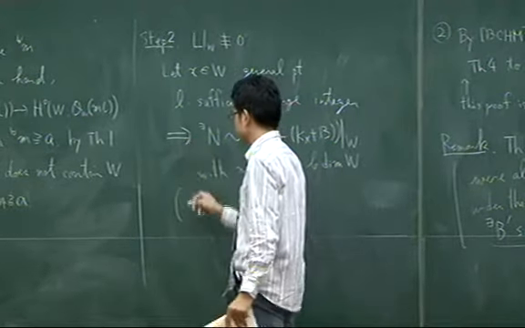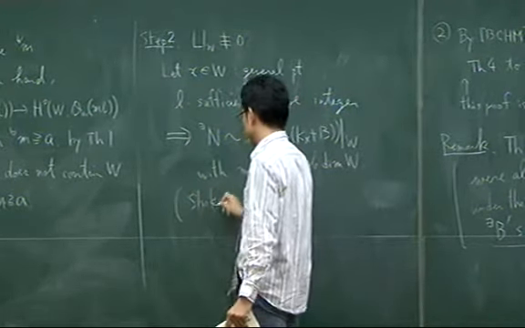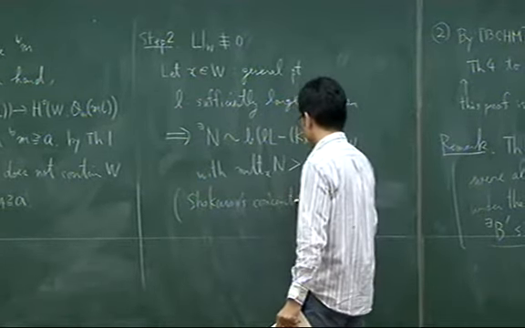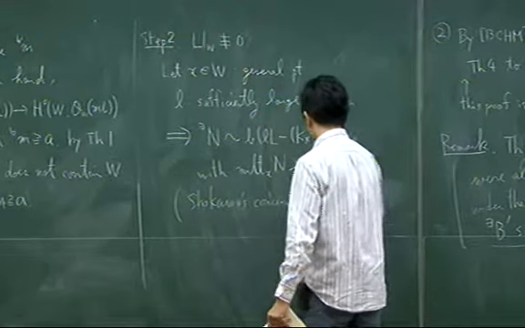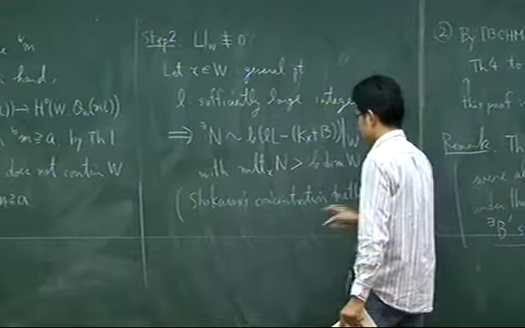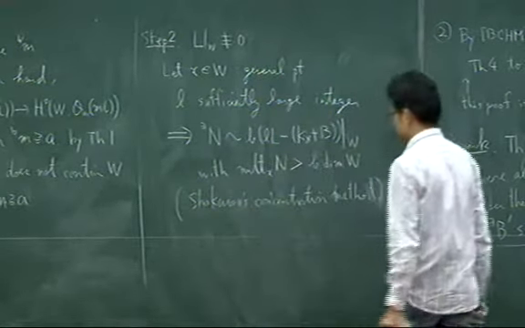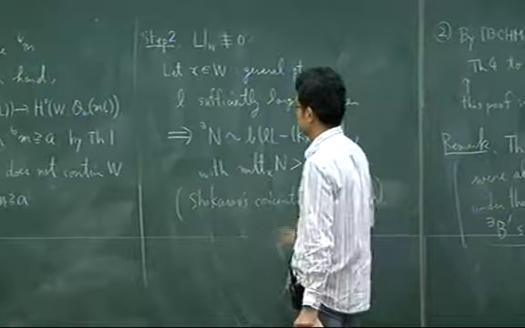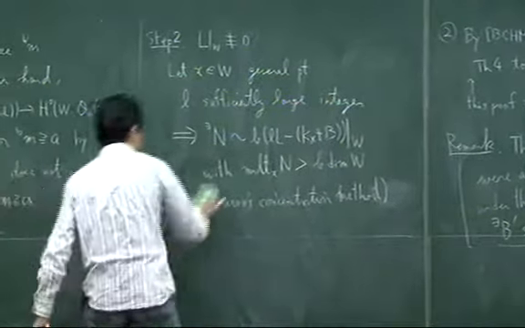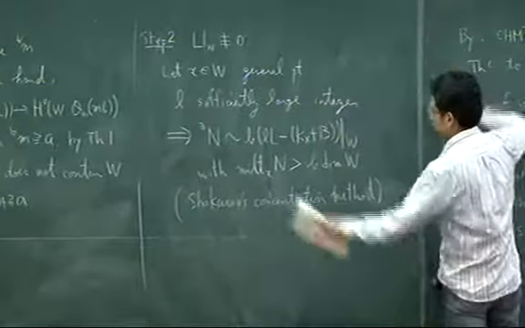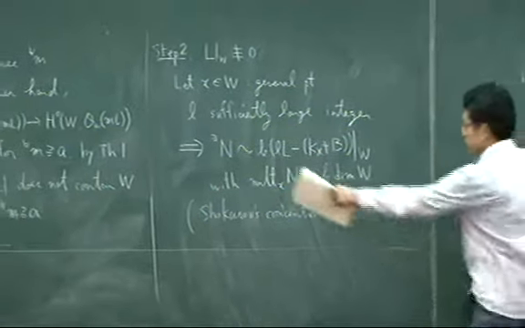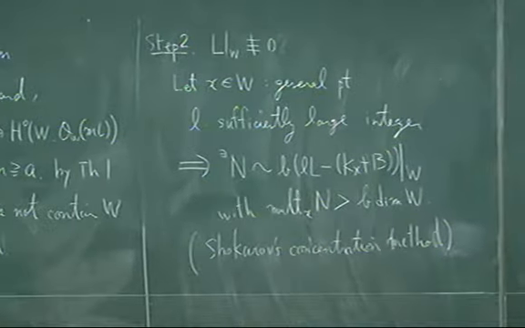This part is well known as Professor Shokurov's concentration method. This is a classical technique. By using the estimate of the leading term of the Riemann-Roch theorem, we can find such a divisor N on W. N is a divisor on W.